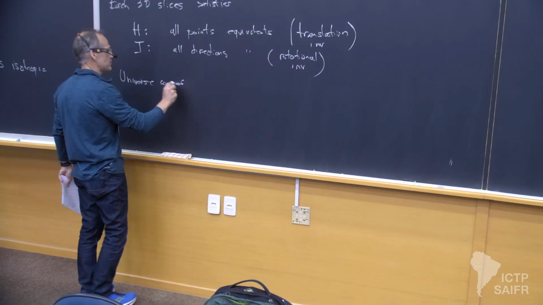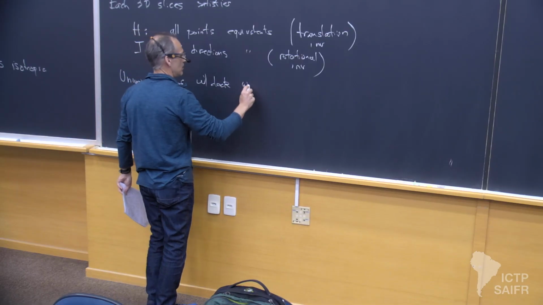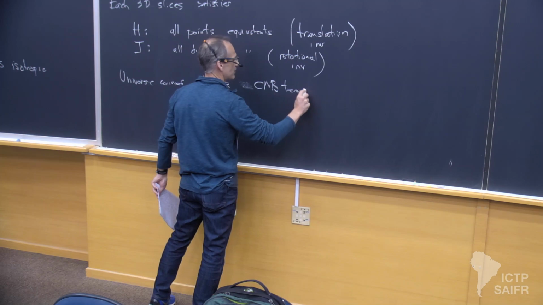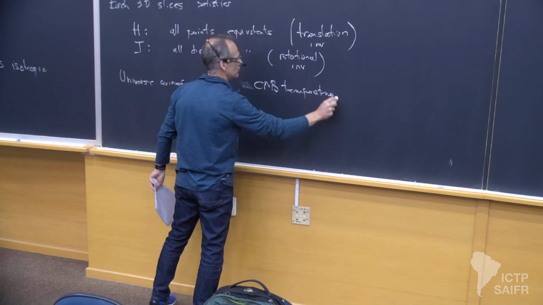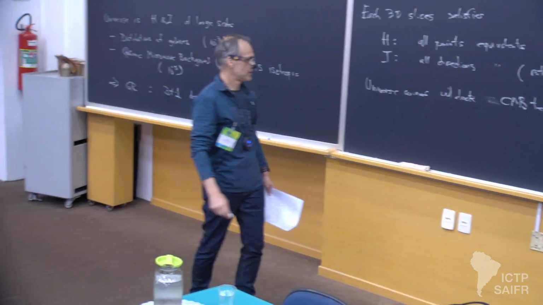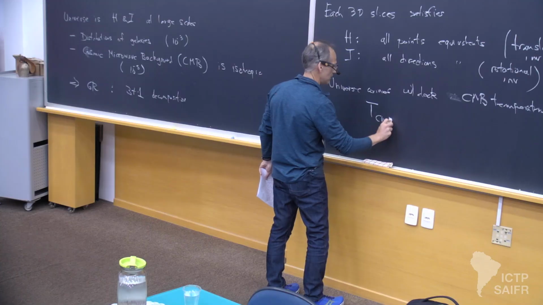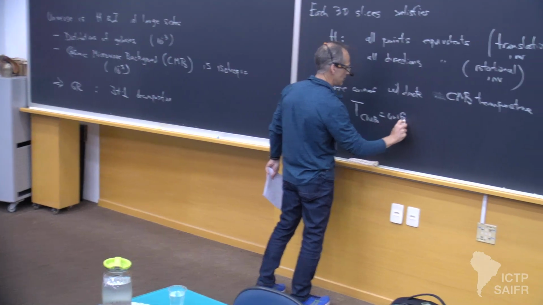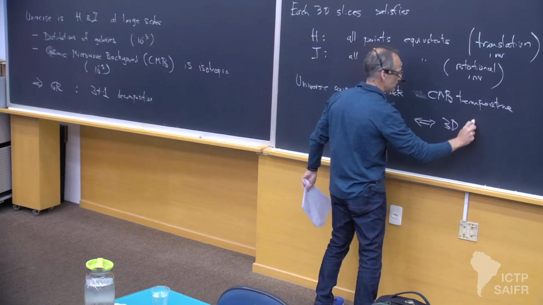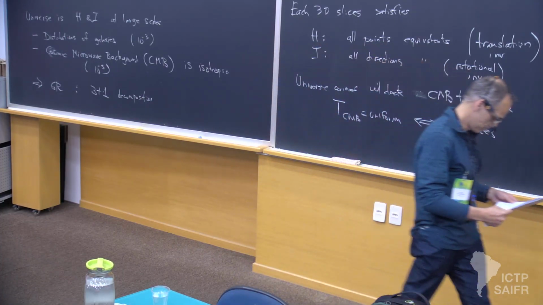So it comes with a natural slicing, which is the CMB temperature. You can think of it as a clock. So essentially, you can choose your equal time 3D slices as the slices where the CMB temperature is uniform. Okay, so in practice, that's what we do.